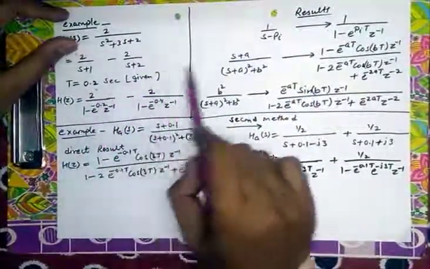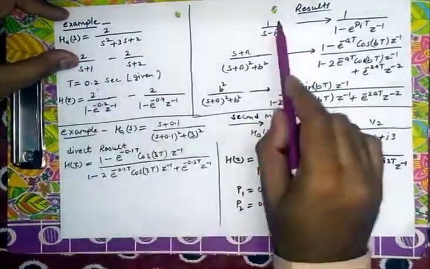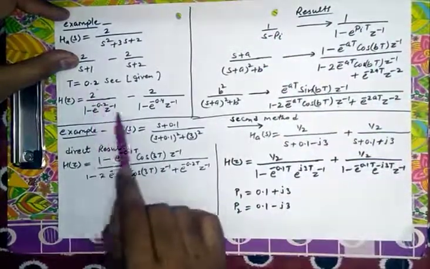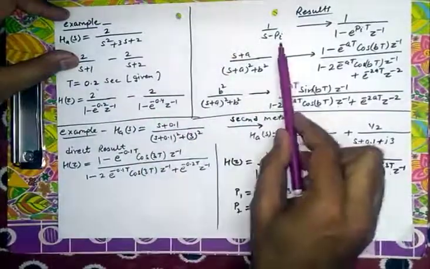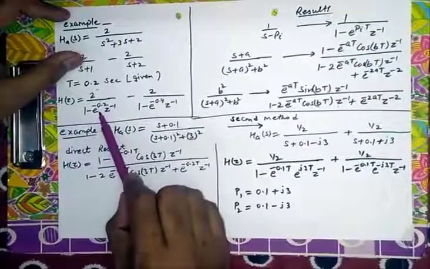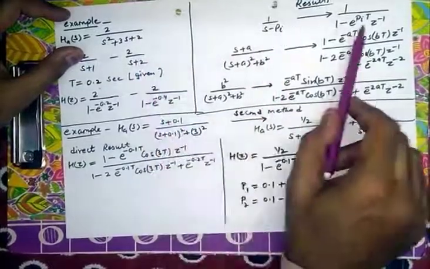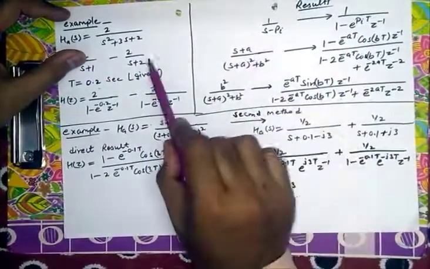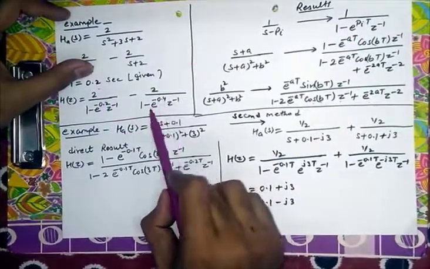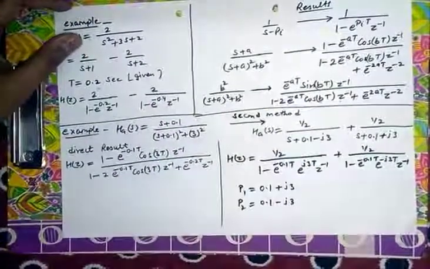Just put the values, just compare the values. 2/(s + 1), where 2 is a constant, and 1/(s + 1). By comparing this identity, p_i is equal to −1, and T is equal to 0.2 as given. Similarly, 1/(s + 2) with some constant. Comparing again the identity, p_i is −2, and T is already given as 0.2, and this is the digital filter. Easy step, just comparing the identities, you can get the values.